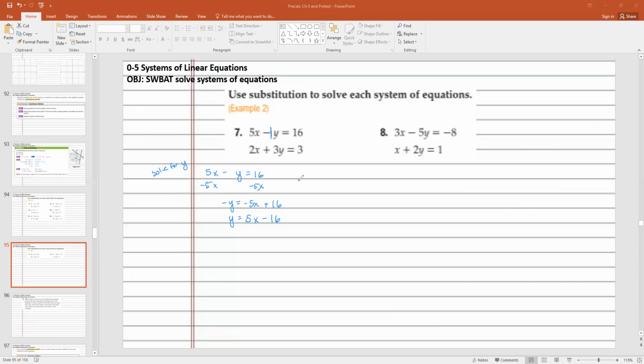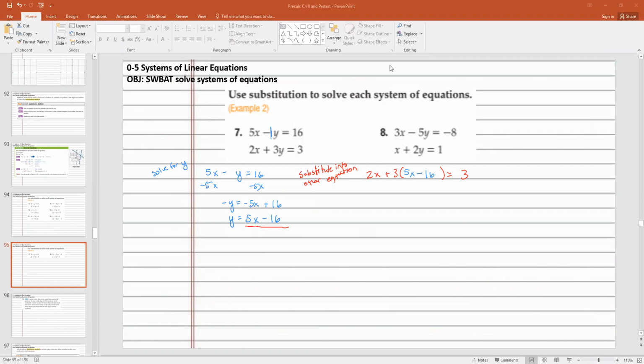We have y equals. Now, what we're going to do is we're going to plug it into the second equation. So substitute into other equation. So our other equation is 2x plus 3y equals 3. And we're going to substitute it. That means we're going to move this over. Give me some space. There you go. And what are we going to substitute there? We're going to substitute what the y is equal to, 5x minus 16. So we're going to put this in parentheses. There we go. And then we have 5x minus 16.